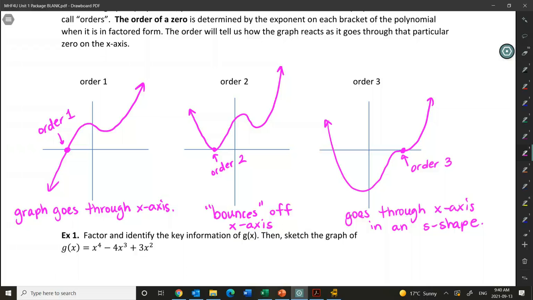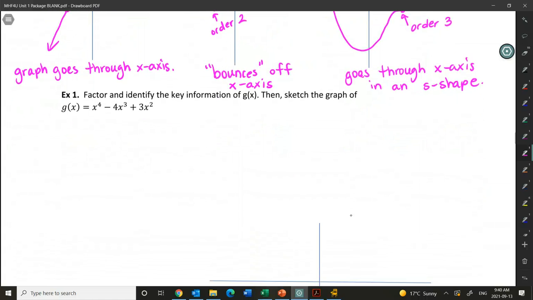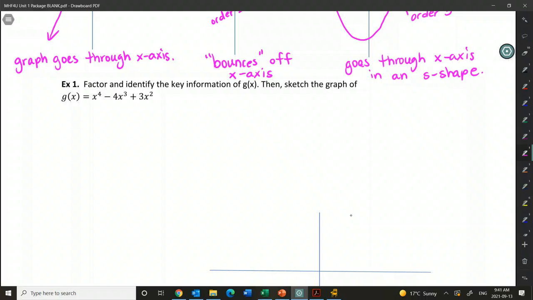Okay, we're not going to go any higher than this into orders 4 or 5, anything like that. If you're curious about it, you can always do some graphing, but this is what we're focusing on for this course. We will do some simple factoring today, so I'm going to remind you about quadratic factoring and common factoring, but I wouldn't expect you to factor something that you've never seen before today. So this one asks us to factor, identify any key information, so things like degree, leading coefficient, x-intercepts once we get this factored, orders, and then we'll do a sketch.